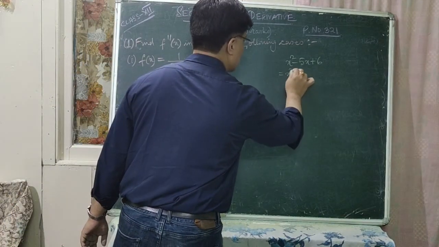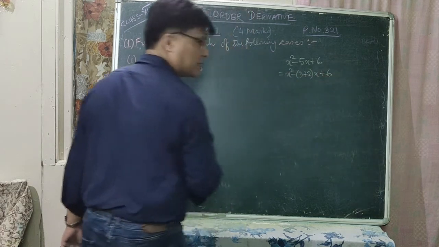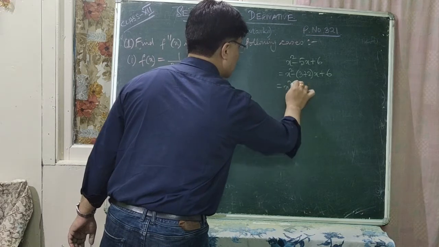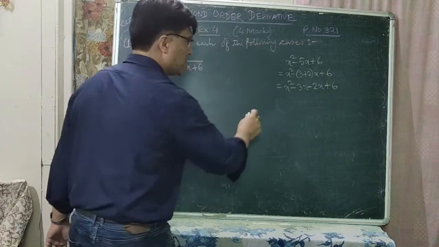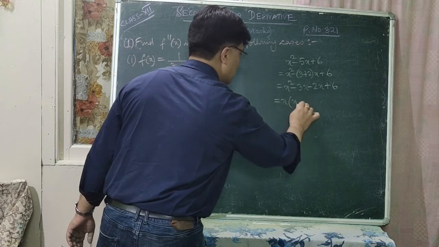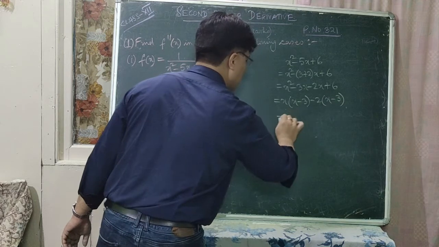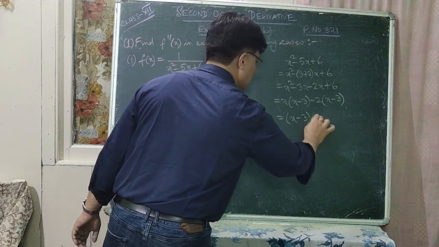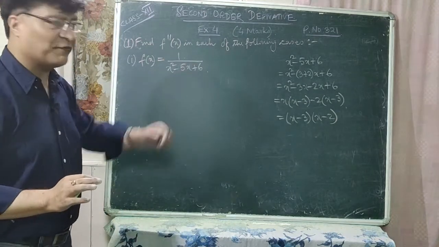So is equal to x square minus, this is your 3 plus 2 into x plus 6. So which is equal to x square minus 3x minus 2x plus 6. Which is equal to x into x minus 3 minus 2 within bracket x minus 3, which is equal to x minus 3 into x minus 2. Is that clear? So this is the factorization.